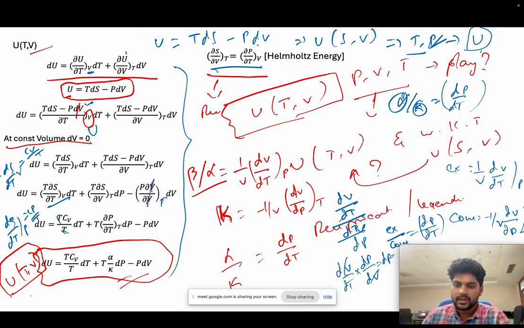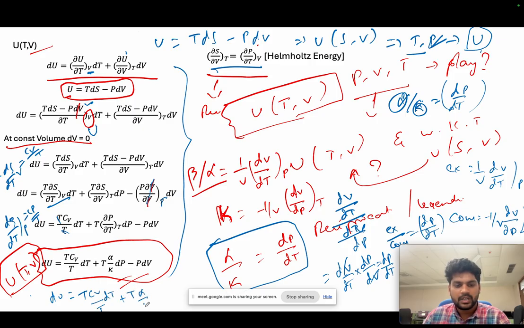So we will get dp by dt, which is nothing but alpha by k. So that's what I have written here. We have T already, so this is the final expression. I will write it here again: dU equals T Cv by T dT plus T alpha by K dP. Sorry, dP will get cancelled, because we are focusing on constant pressure, minus P dV.